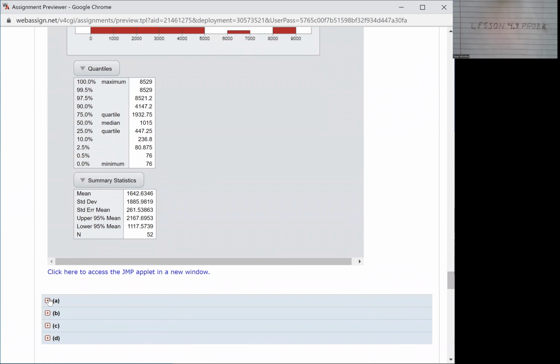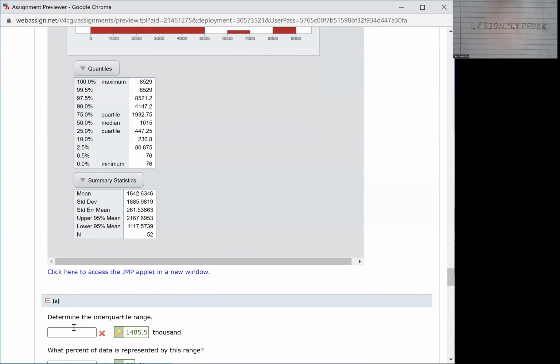They ask us to determine the interquartile range. Well, what do we remember what we need for the interquartile range? We need Q sub 3 minus Q sub 1. And Q sub 3 is here. It's the 75th percentile, and it is 1932.75. Now I'm going to copy that down, and then we'll go to the document camera and I'll work the problem for you.